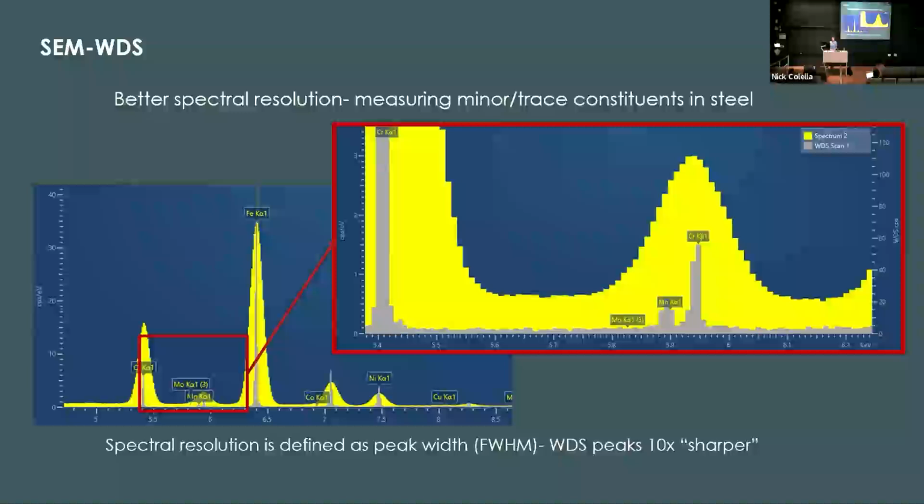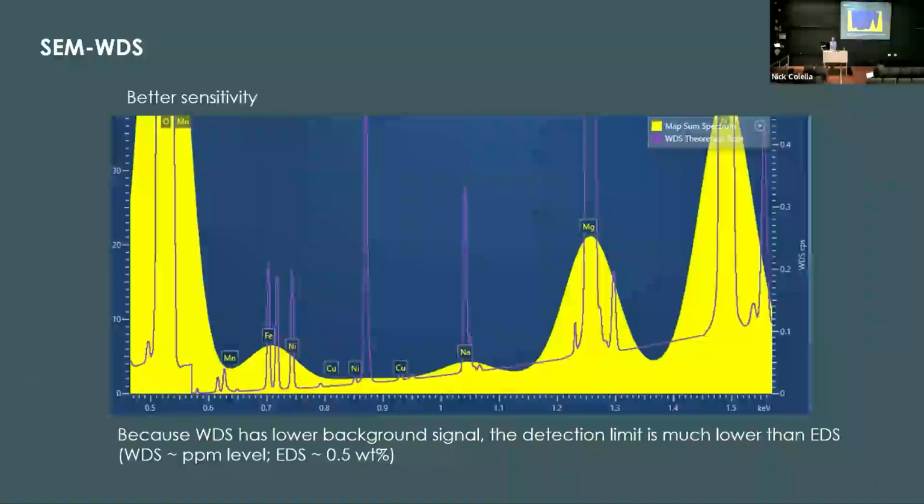Sensitivity is very good, right? So we have better peak resolution, and we also have much better sensitivity. If you characterize the peak to background here, the background in the WDS is much smaller. You can kind of see that here, right? We can get down to tens, hundreds of ppm measurement sensitivity in WDS. With EDS, we're usually at about a half percent. The sensitivity is much better.